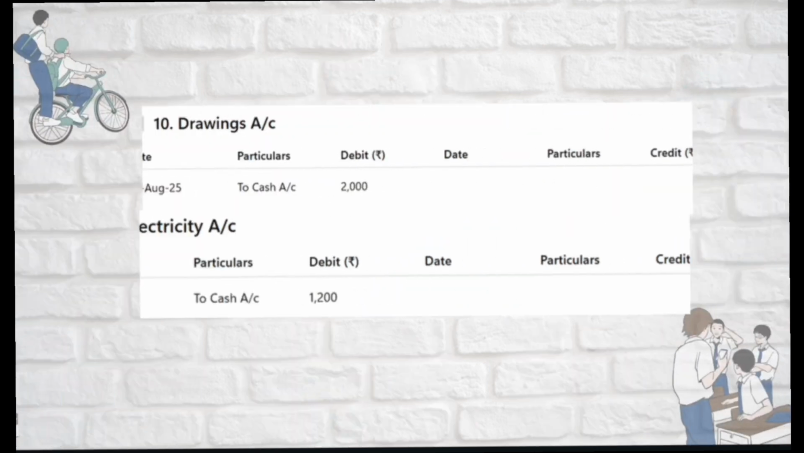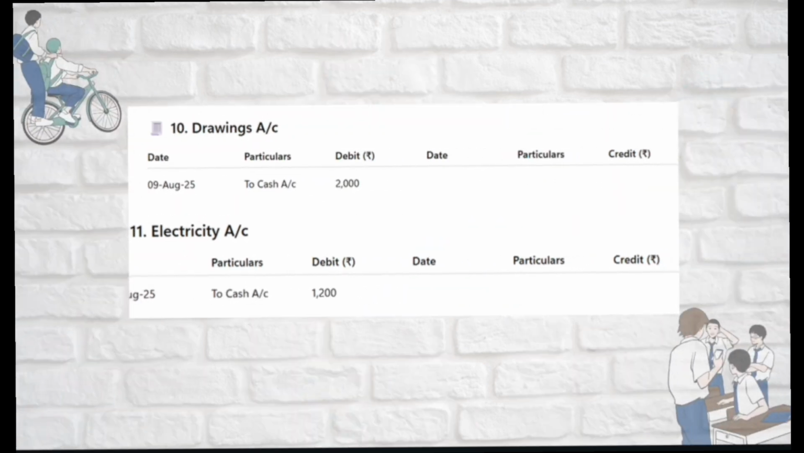Drawings account. On August 9th, rupees 2,000 was withdrawn by the owner for personal use. This transaction is a reduction of capital. So we debit it. We have to write it on the debit side of the ledger book. And finally, the electricity account. On August 10th, the business paid rupees 1,200 for the electricity.